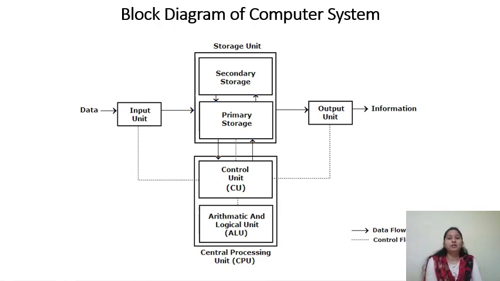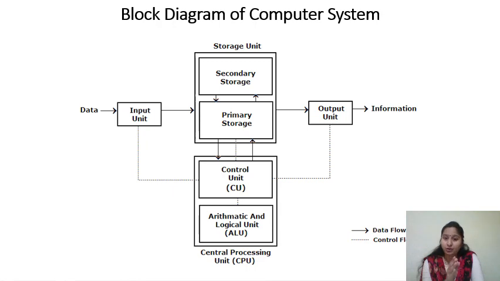Now we are having the next part, that is central processing unit. So central processing unit is the brain of computer system, because all the signals, all the timings are controlled by the control unit here, which is present in the central processing unit. So central processing unit is having two subparts, that is control unit and arithmetic logic unit.